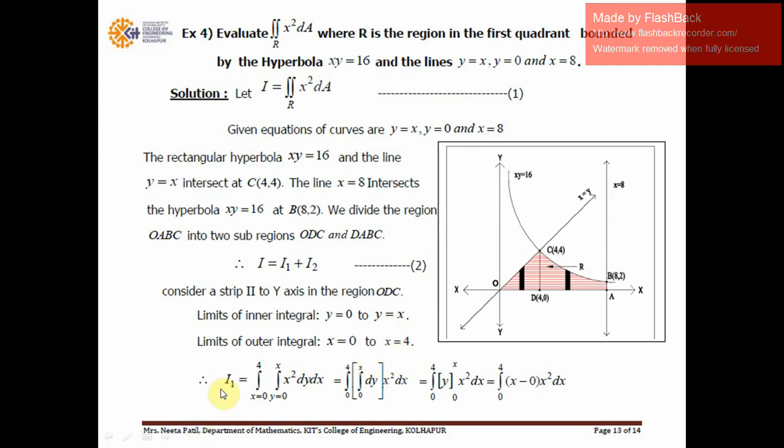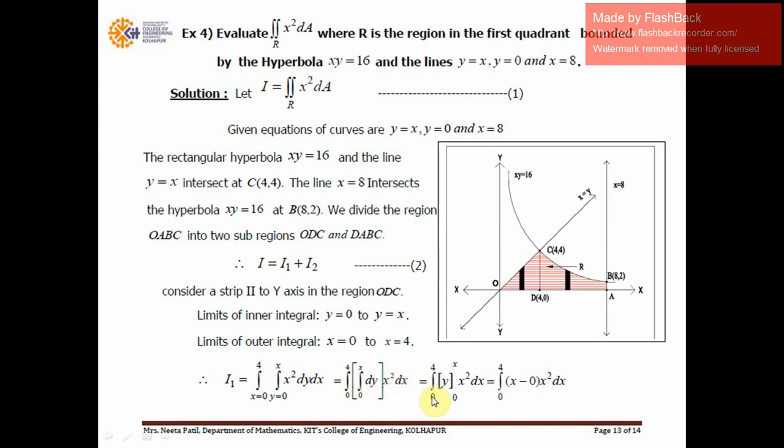So in this way we get I1 is equal to the double integration, x is equal to 0 to 4, y is equal to 0 to x, x square dy dx. It is equal to integration 0 to 4. Now, as the limit of the inner integral is for the variable y, we integrate this function first with respect to y, then with respect to x.